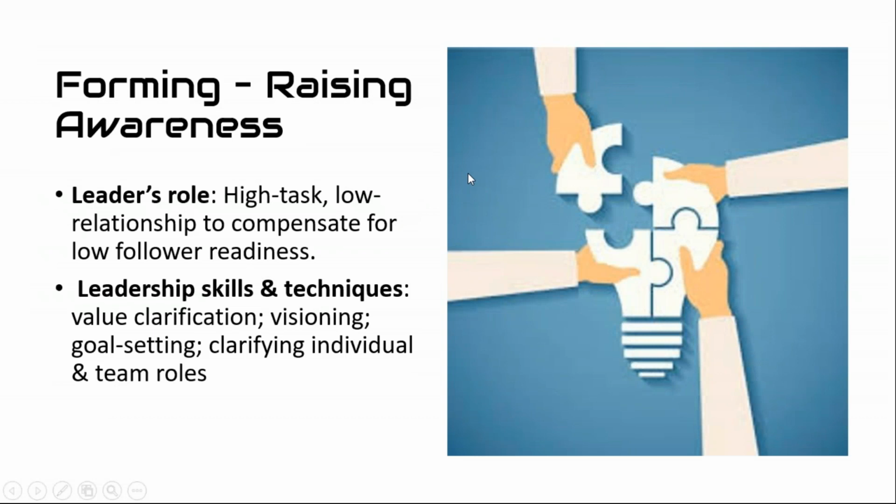Okay, so let's just get down to some very practical things that you can do now as we come towards the end of our time together. Your role in the forming stage is to raise awareness. What that means is that at this stage, it'll be high task, low relationship to compensate for the low follower readiness. So the focus is what people need to do. People are anxious about what their role is in the team. You need to spend time one-on-one with people, explaining to them what their role is and how they can contribute.